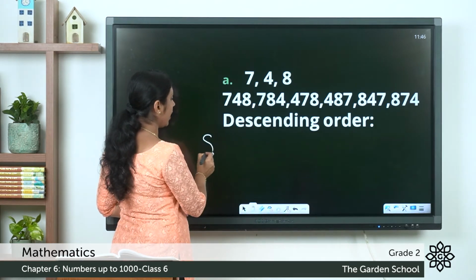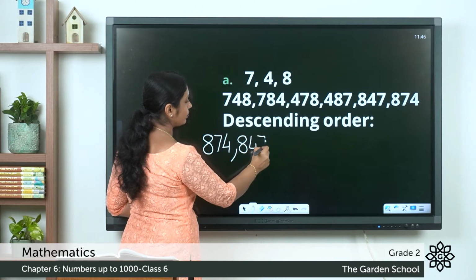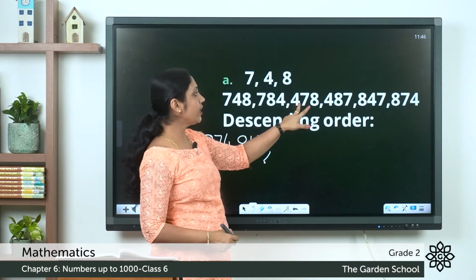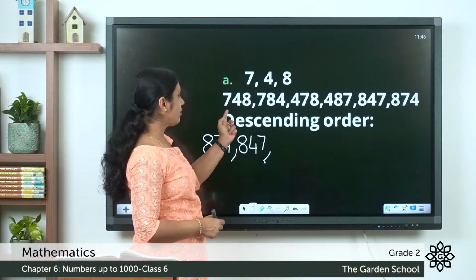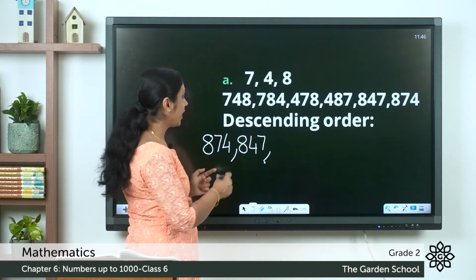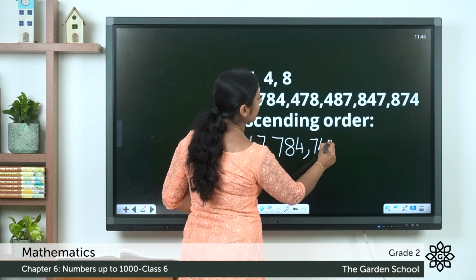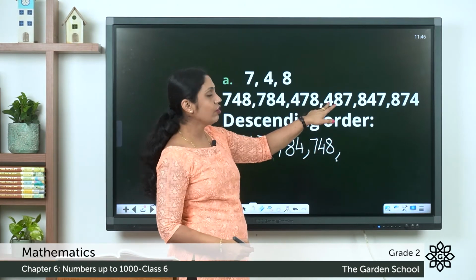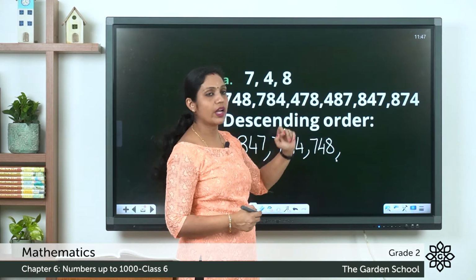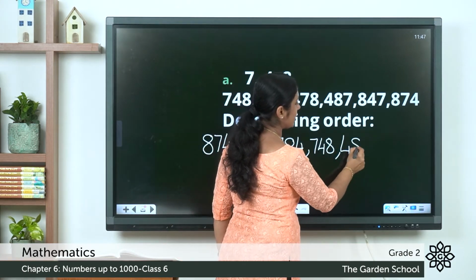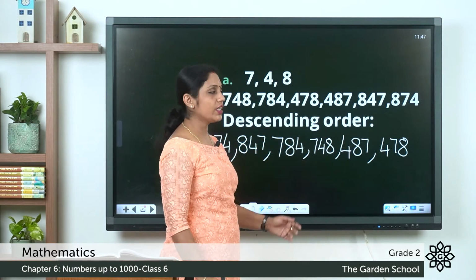So, we can write first 874. Then comes 847. Next, we have numbers with 700 and 400. 700 is the next largest after 800. So, we can take these 2 numbers, 748 and 784. 784 is the next largest number. Then we can write 748. Now, we have 2 numbers remaining, 478 and 487. Among these, the largest one is 487. So, 487 and the last number 478. Now these numbers are arranged in the descending order.